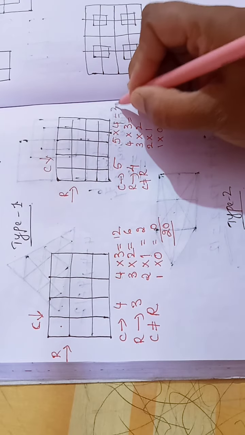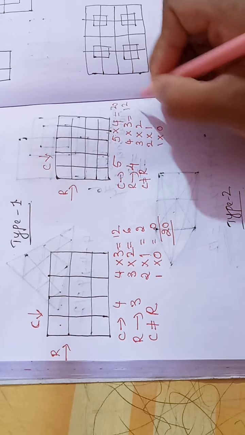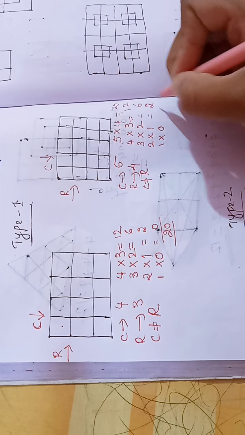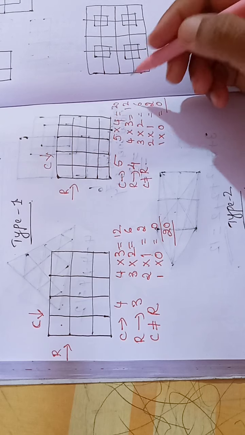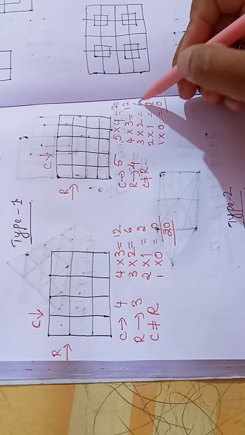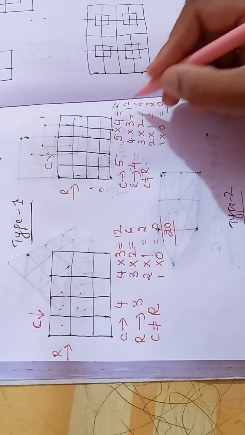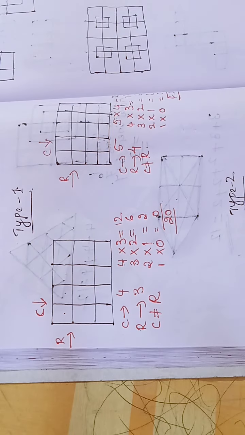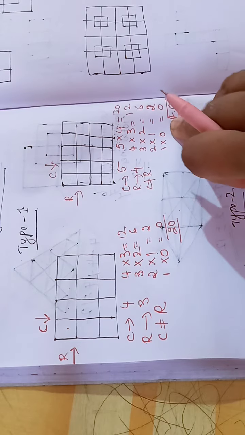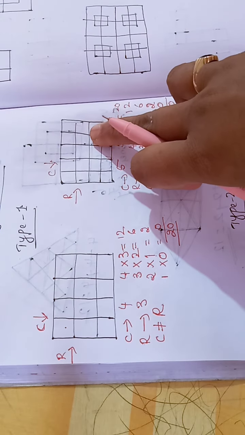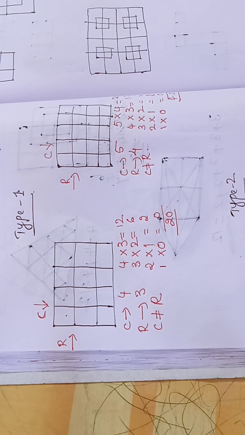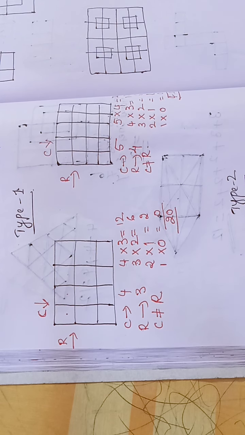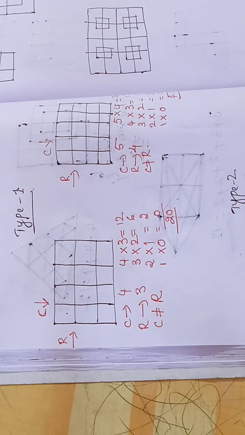So 5 4s are 20. 4 3s are 12. 3 2s are 6. 2 1s are 2. And 1 zeros are 0. Alright. So 20 plus 12 is 32, 38, 40. So totally 40 squares are present in this figure. Now let us see the situation where rows and columns are same. Okay, this is for different rows and columns.